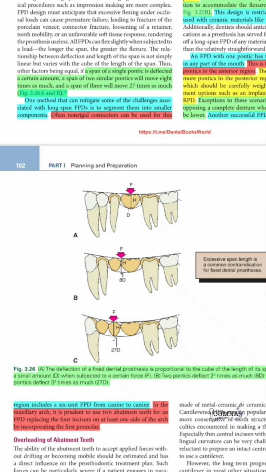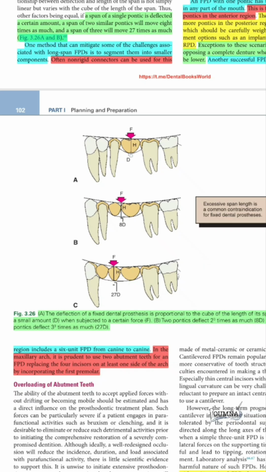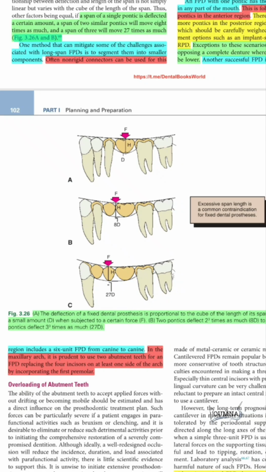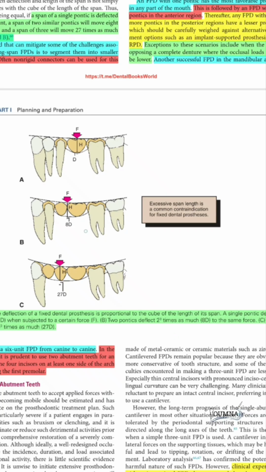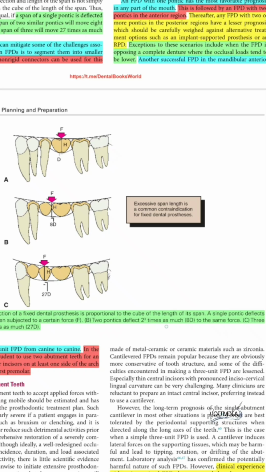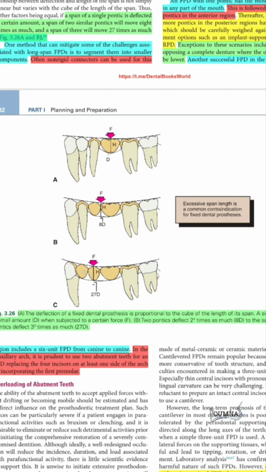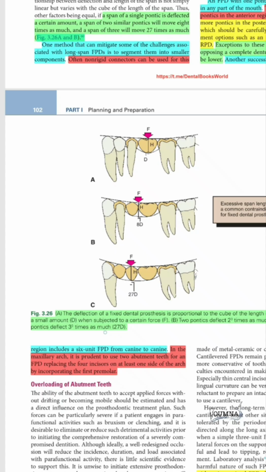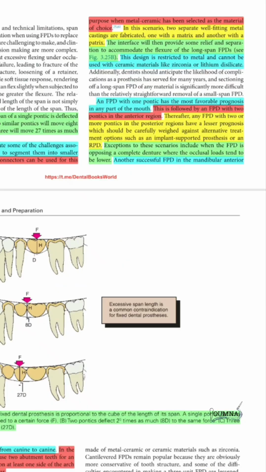The more we increase the gap between the teeth, which means the more we increase the number of the pontics, the more movement we get and the prognosis decreases. For example, here, when we had two pontics, the deflection has increased 8 times, and when we have 3 pontics, it increased to 27 times. So a bridge of one pontic has the most favorable prognosis.